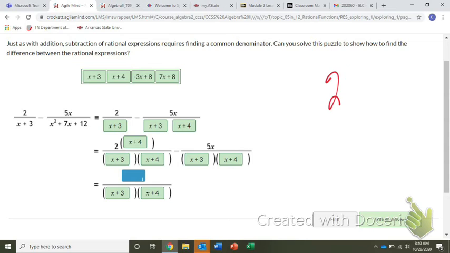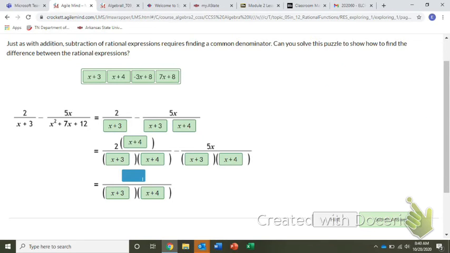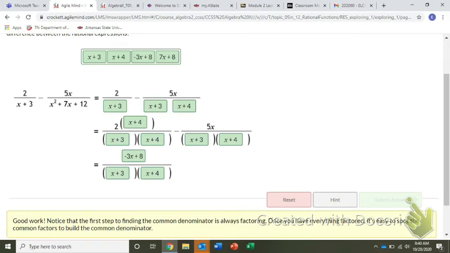So, I have a 2 times x plus 4 minus a 5x. So we have 2x plus 8 minus 5x. Well, when we say 2 minus 5, we get a negative 3x plus 8. Okay?